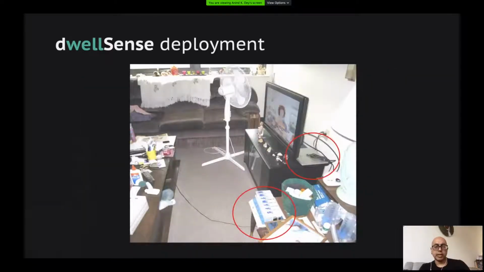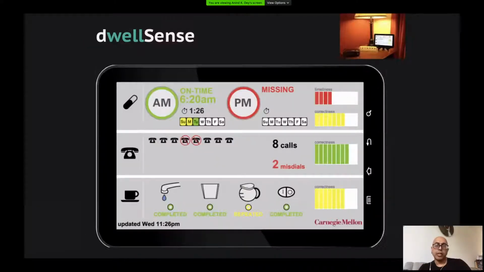So this is a quick snapshot of a typical deployment. You had a laptop in the background that was just collecting everything, which this person hid behind their TV. And then their pillbox was here. And this person was a crafter, had lots of craft supplies, and that's what you can see all over her space. So mostly our technology blended in, although I will fully admit that it was pretty cumbersome and pretty large and invasive.